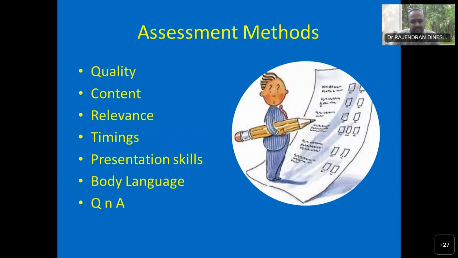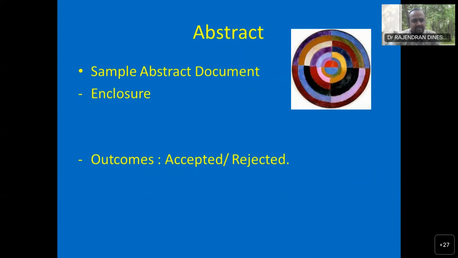The usual assessment methods which any student should know when preparing for any presentation are the quality of your presentation, the content, how relevant it is, and usually there is a time limit. For a case series it's a different time, and for a case report it's a different time. Usually the judges are looking mainly for the presentation skills and the body language of the candidate who is presenting there. This is usually followed by a question and answer session. An abstract is a sample document which is presented to the scientific committee, and the outcome is either that it is accepted or rejected.